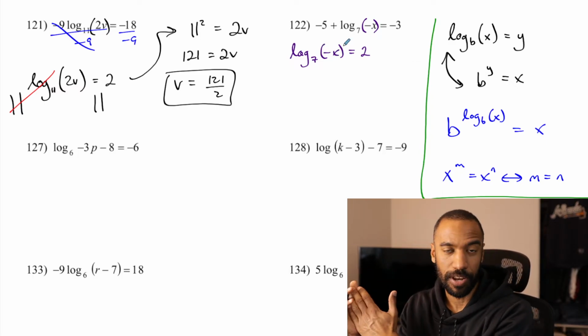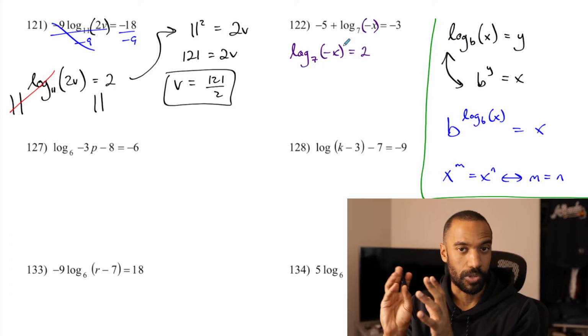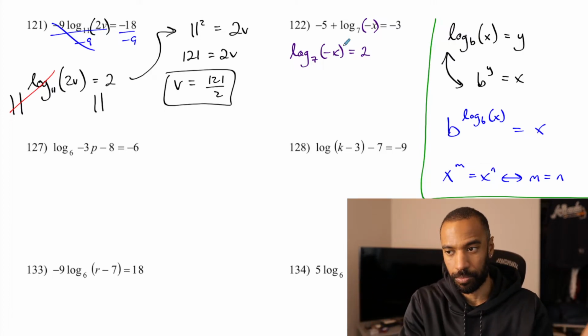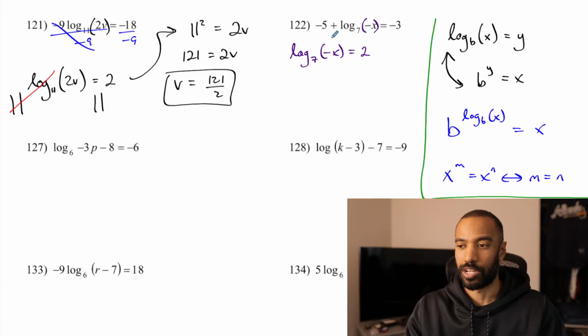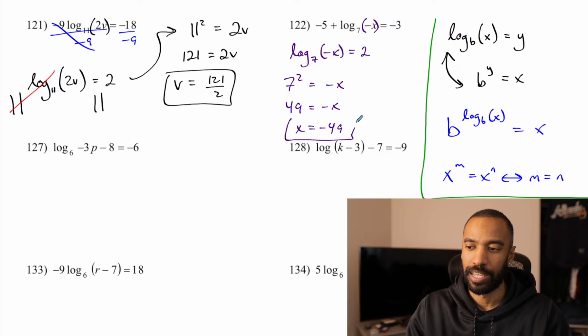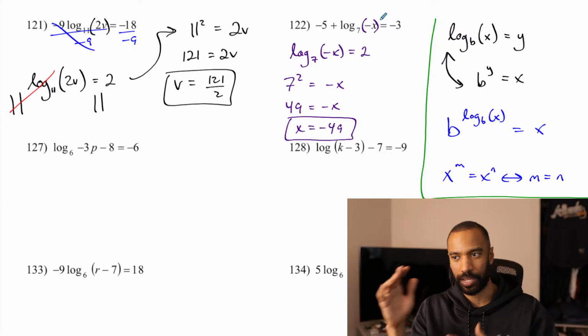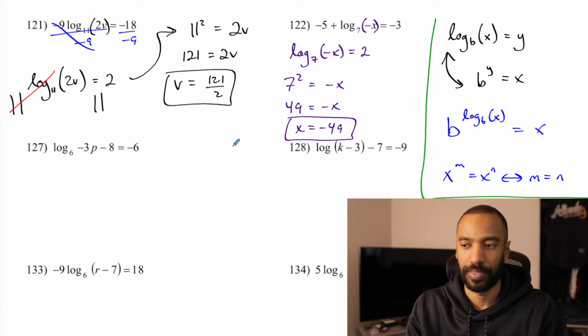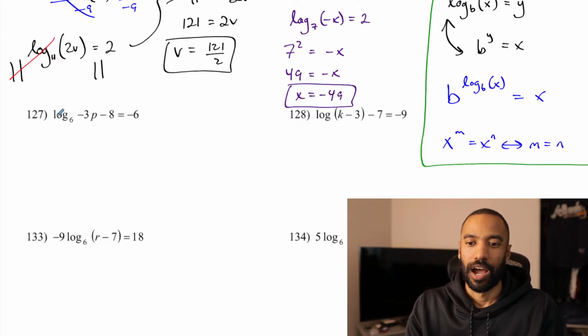Remember, x can be negative numbers. So the opposite of a negative is a positive. So there are answers to this, such as when you do 7 to the second power, you'll get negative x, or 49 is negative x, or positive x is negative 49. This is the value that you would take to get that. And that's it.